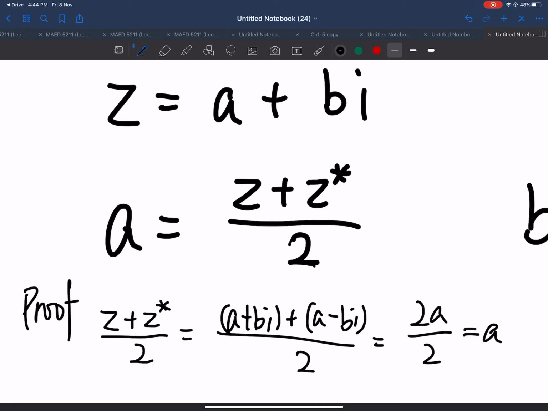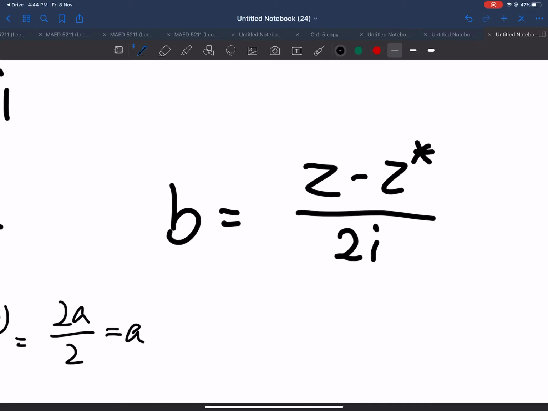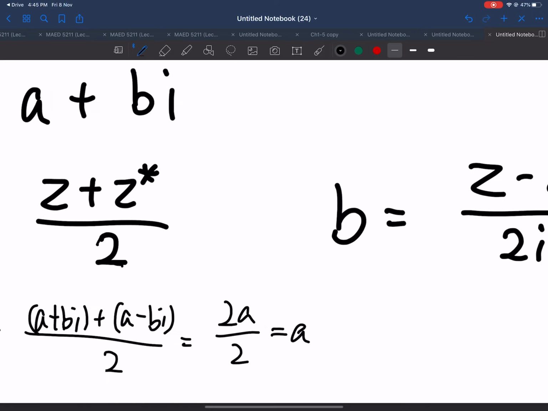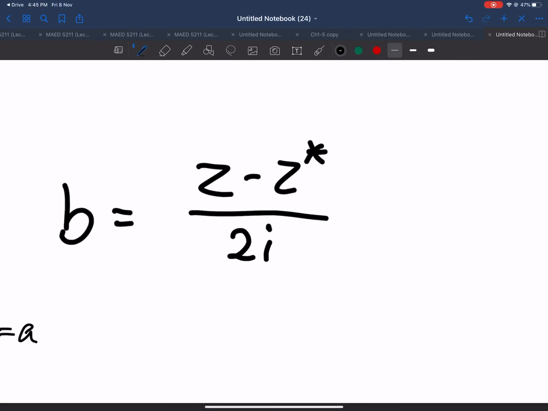So A is always like that. What's B? Although it's not in the textbook, I'll just give you this one. This is not difficult to understand. A equals to that. But shall we do some practice? Later on. So B equals C minus C star over 2I. Wait, go back.